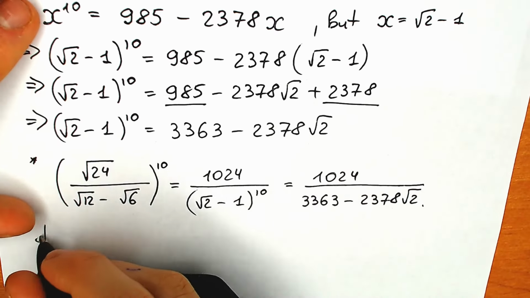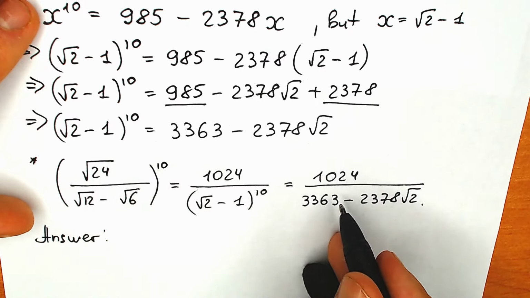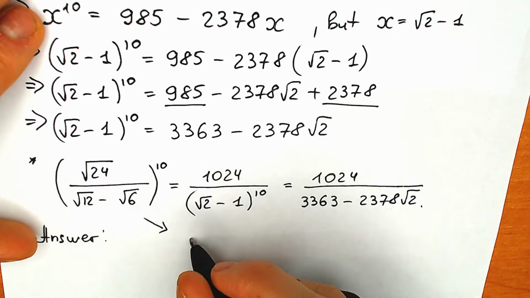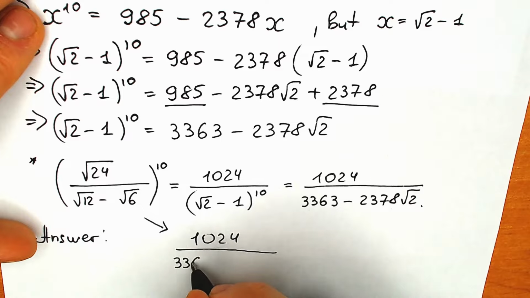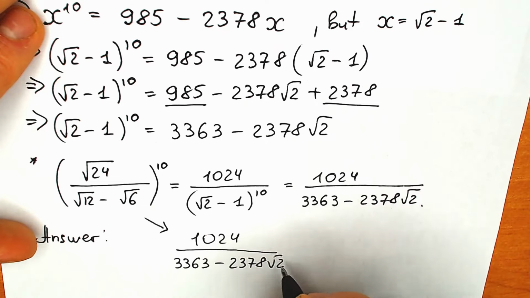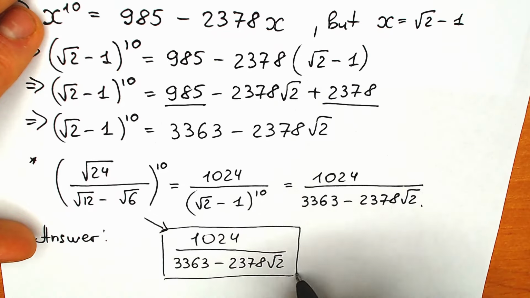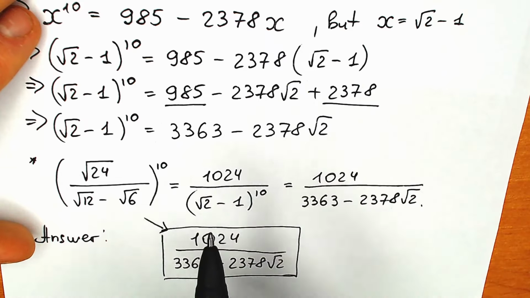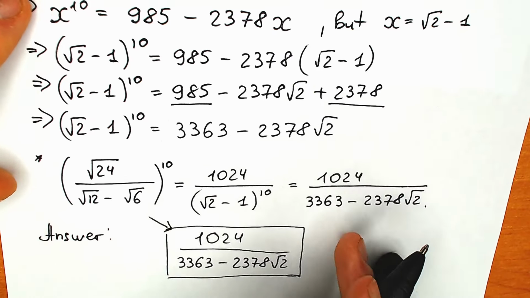So let's write our answer to this question. I just rewrite this expression. Yeah, so from here we have our answer. I don't want to rewrite this expression from the beginning, but our answer is 1024 over 3363 minus 2378 square root of 2. This is our answer to this question. Of course, you can multiply by the conjugate expression, but this is up to you. I leave it like that because this is a great way to write our answer.